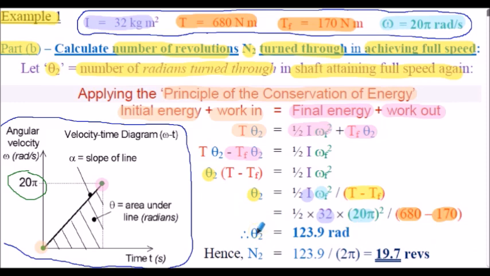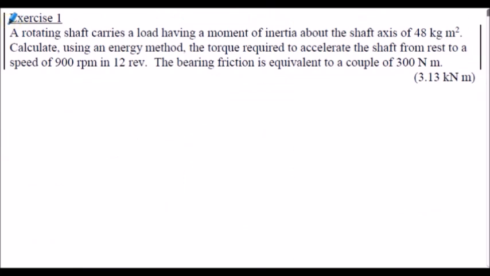Evaluating the angular displacement, theta 2 is 123.9 radians, but we've got to state the final answer in terms of revolutions. So again, remembering that there are 2 pi radians in one revolution, we divide 123.9 by 2 pi. So the final answer is 19.7 revolutions to attain full speed. So example 1 has given us an insight into how we apply the principle of conservation of energy to angular motion problems. Let's consider some exercises.